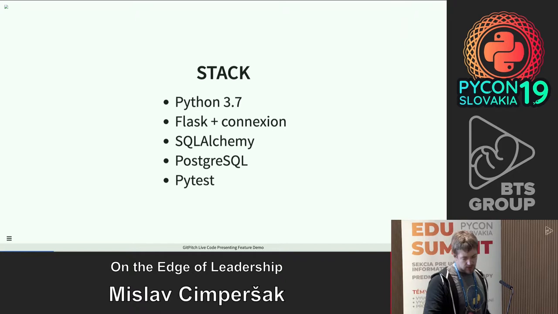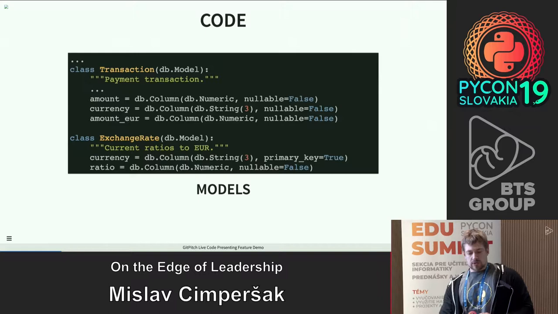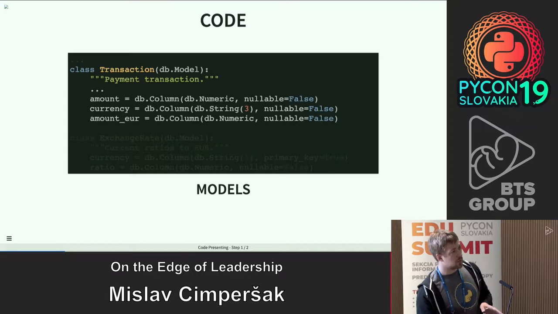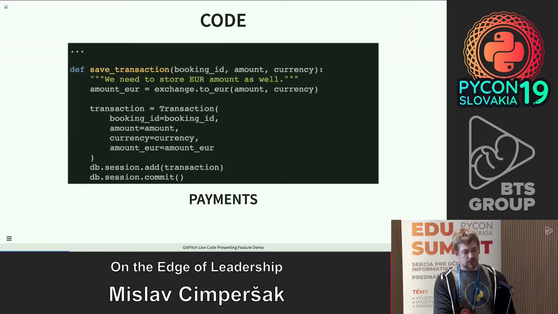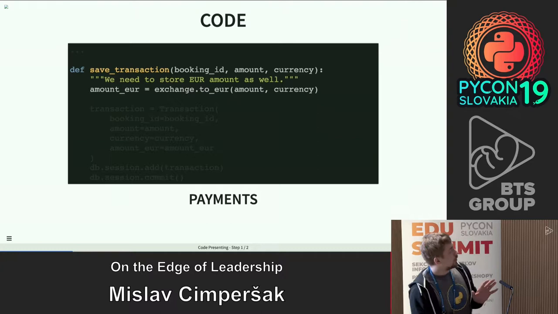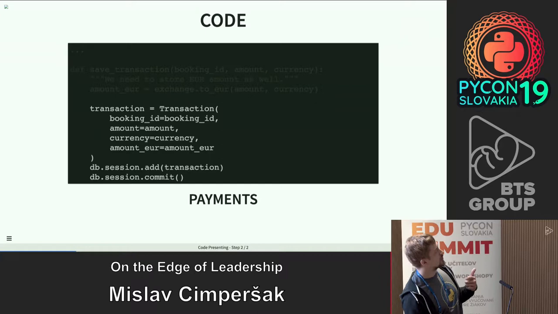So let's check out the code. We have two models, transactions and exchange rates. They are pretty simple, pretty dumb, but they could work as an example. And we need to store transactions in our database. We need to store them in euro as well, so that's why we need exchange rates. We call a function from this small module, and we use it with SQLAlchemy to save some data into the database.